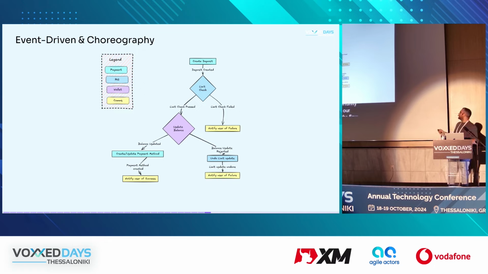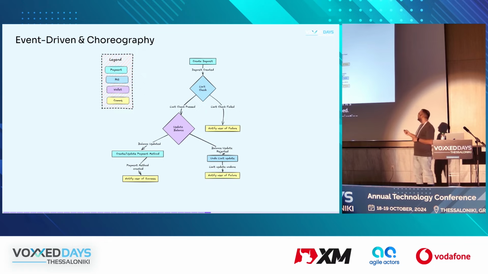The payment service, when a deposit is created, would do its thing and then publish a deposit created event. Now, the first step in this saga would be the limit check. So we have the RG service that is hooked into this event and performs the required updates and checks. If it's failed, then an event is published. Maybe we can hook a communication service to listen to those events to let the user know. If it's successful, then we have the next step in our saga, which is the wallet performing the balance update.